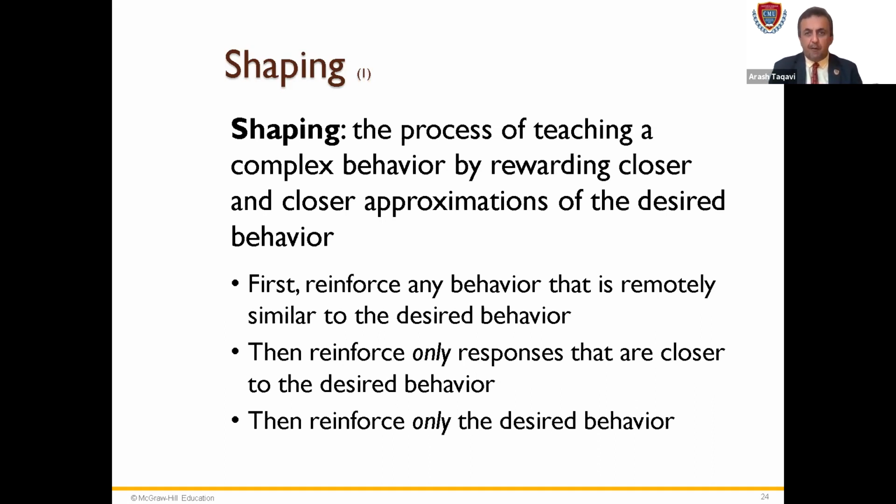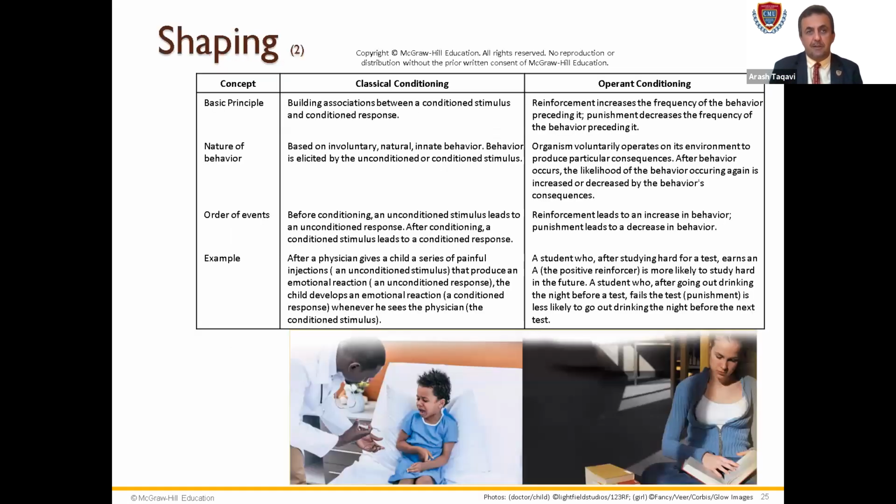First, reinforce any behavior that is remotely similar to the desired behavior. It is remote, but it is a little similar. Then reinforce only responses that are closer to the desired behavior. And finally, reinforce only the desired behavior. Remote behaviors, near behaviors, exact behavior. Remote behaviors have a lower rate of similarity, then very similar, and then the exact, the same behavior that you have targeted to create in a person.